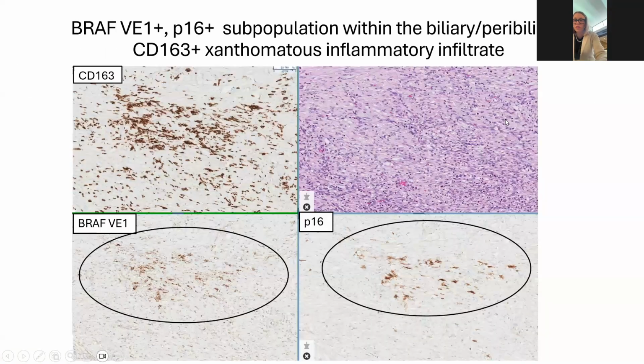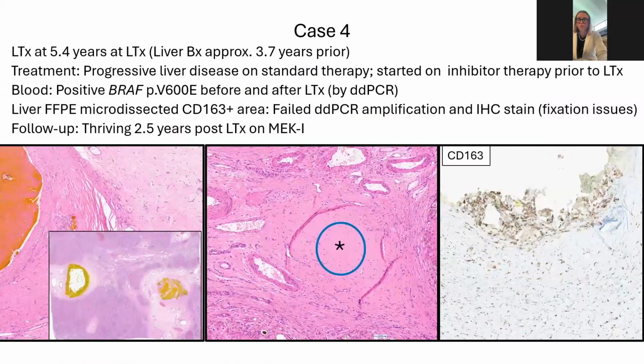And this was just to show you in some of those BRAF V600E areas, a similar population was staining with P16, which is our senescent marker.